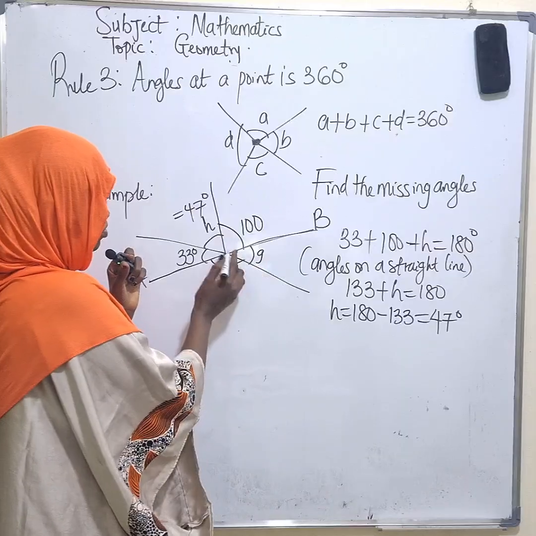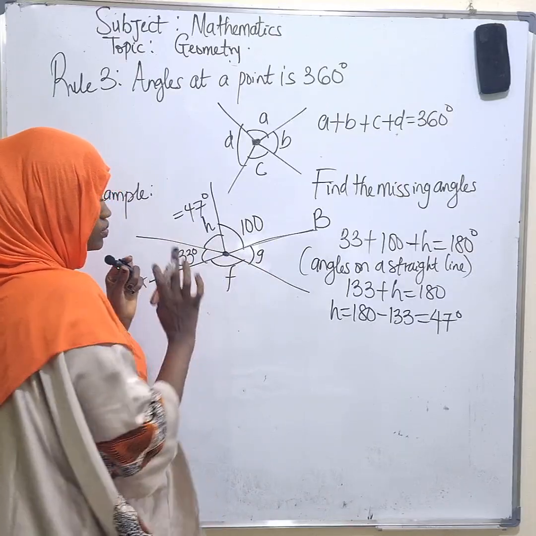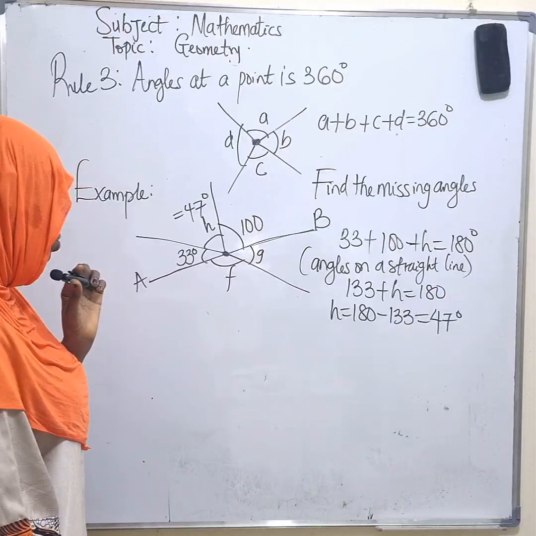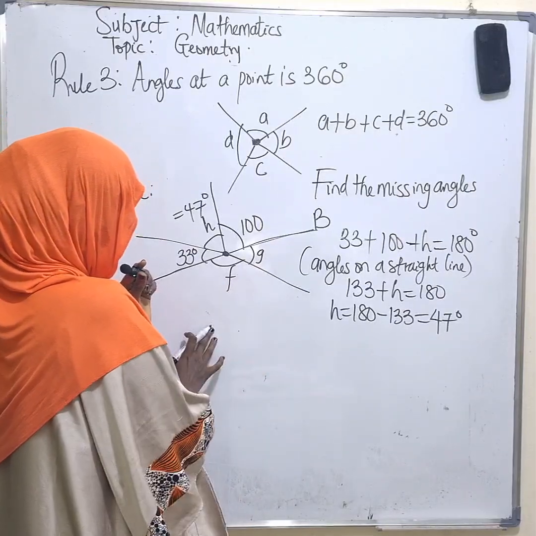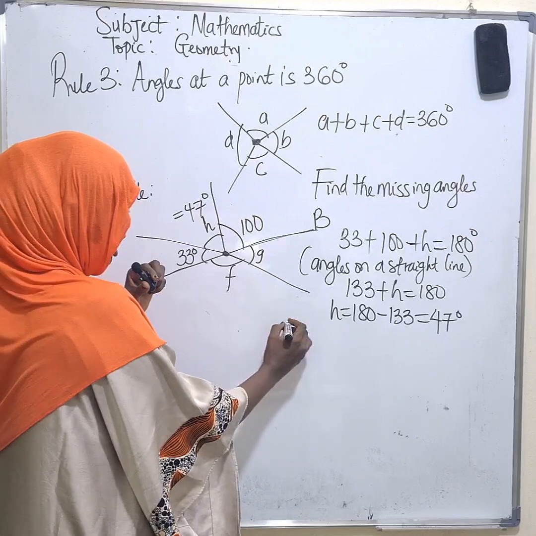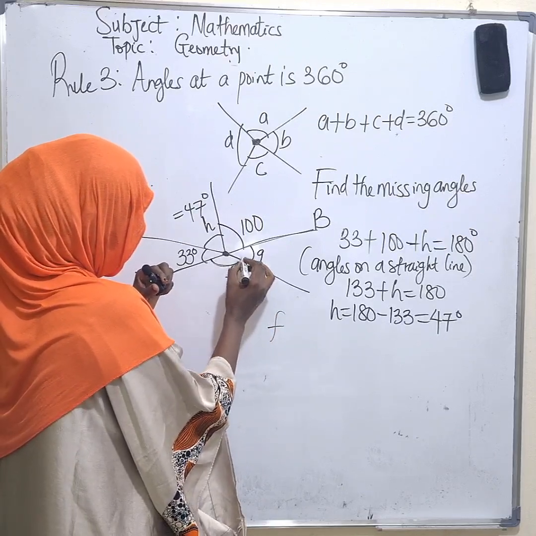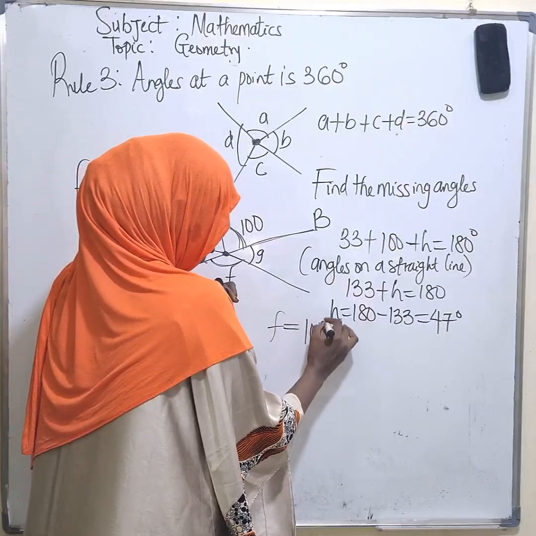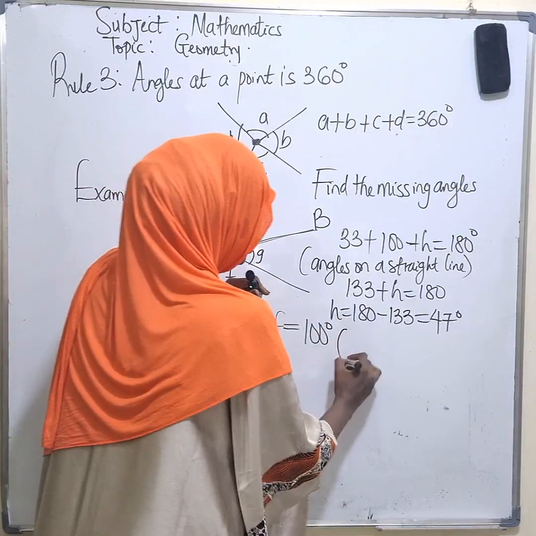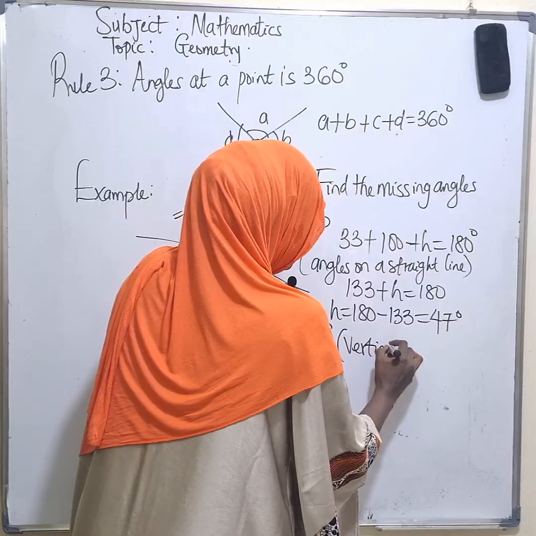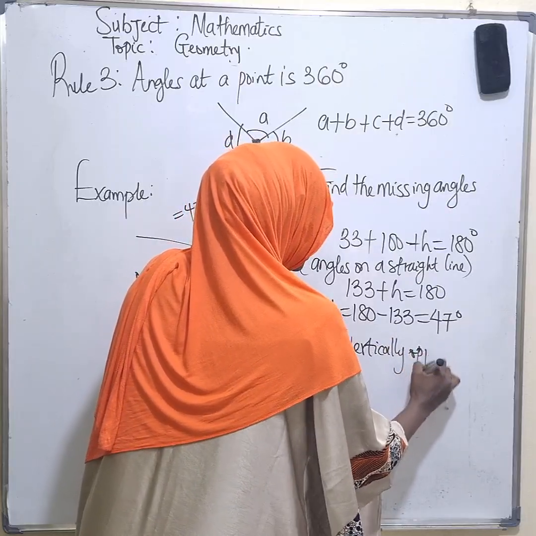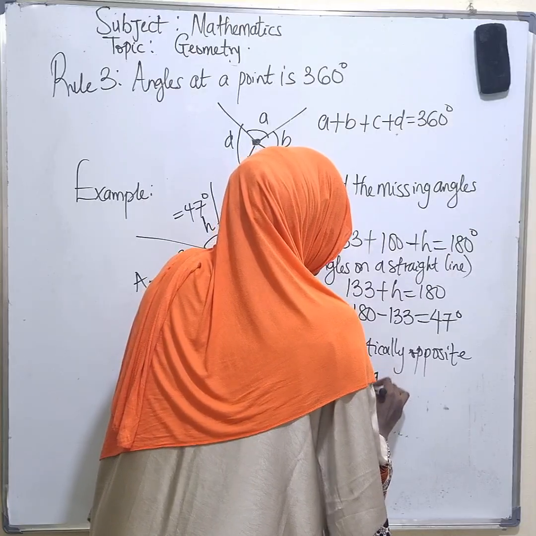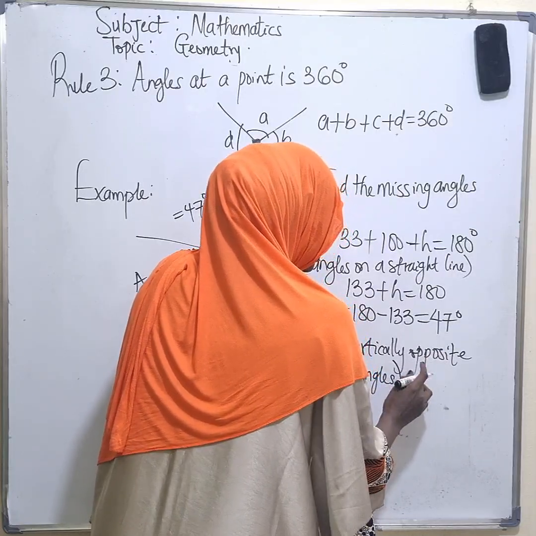You can see there is an angle coming here. Here we have a point, so all these are angles at a point. Now we have two more angles to go, angle F and angle G. If you look at the diagram, angle F is vertically opposite to this 100 here. So you just say F is equal to 100 degrees, but you state your reason. The reason is: vertically opposite angles are equal, because those angles are vertically opposite.